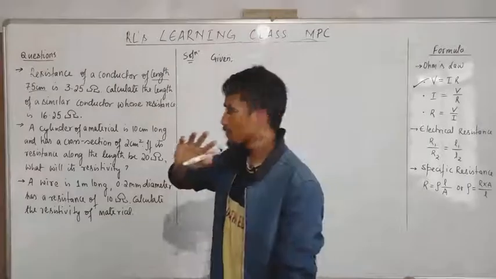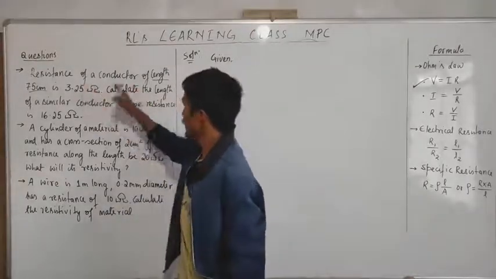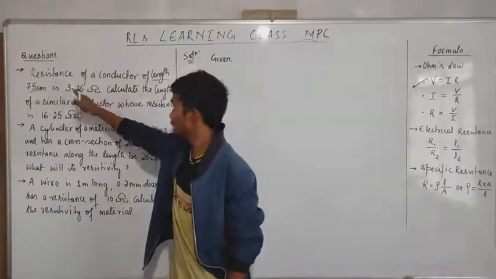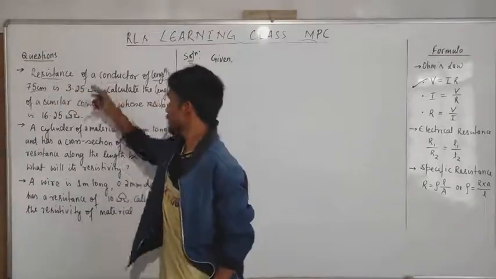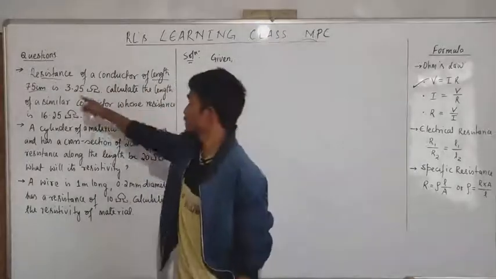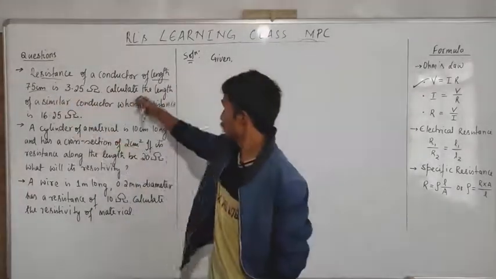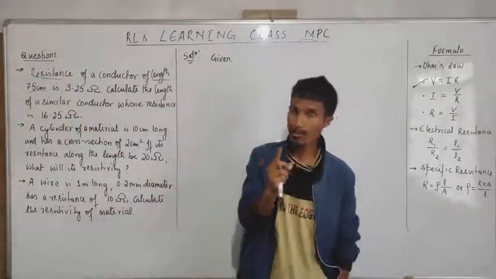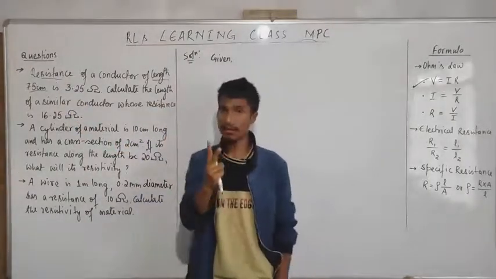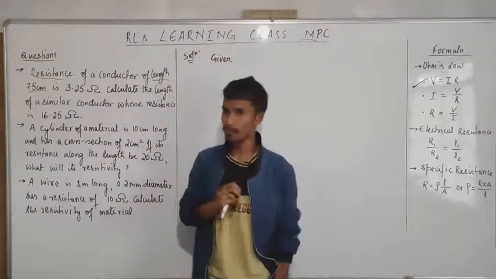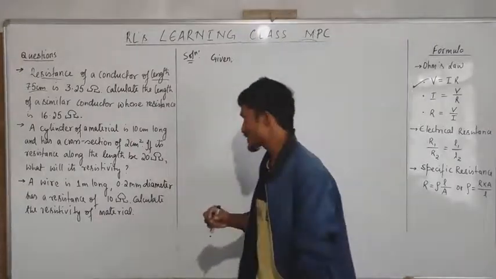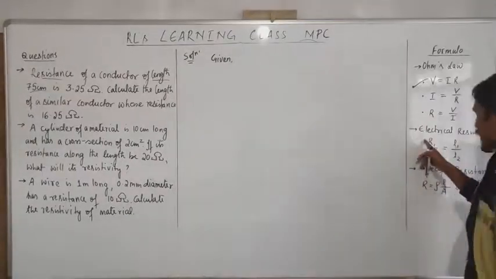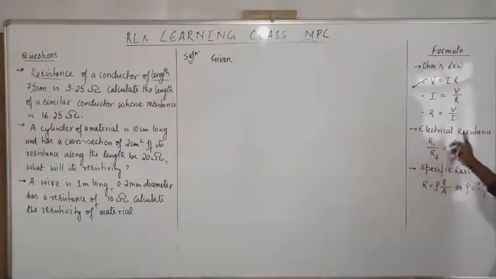Because here, look, read the question. Resistance of conductor of length 75 centimeter is 3.25 ohm. So the resistance of this conductor is 3.25 ohm and the length is 75 centimeter. Then calculate the length of a similar conductor. Here there are two conductors, first conductor and the second conductor, but both are similar to each other. If they are similar, it means resistivity will be the same. That's why we write this formula: R1 by R2 is equal to L1 by L2.